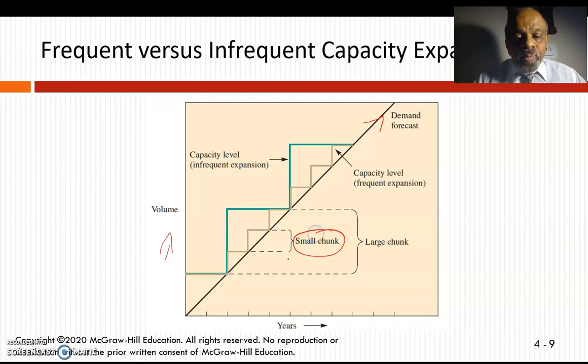So suppose I have the demand forecast, and if I'm going to buy things in small chunks, then I'm going to be buying my materials over a lot of periods. So this is going to be buying very frequently. Similarly, I can expand my capacity very frequently as well. Or I can expand it to a larger amount at a time so that I can meet the demand.